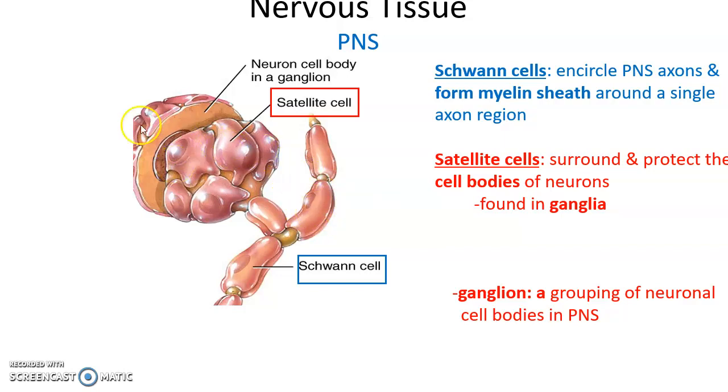The satellite cells, their job is to surround and protect cell bodies of neurons found in the peripheral nervous system. So neural cell bodies will group together. The satellite cells will surround and protect them. And this forms that structure called a ganglion. Again, a ganglion, a group of neural cell bodies found in the peripheral nervous system.